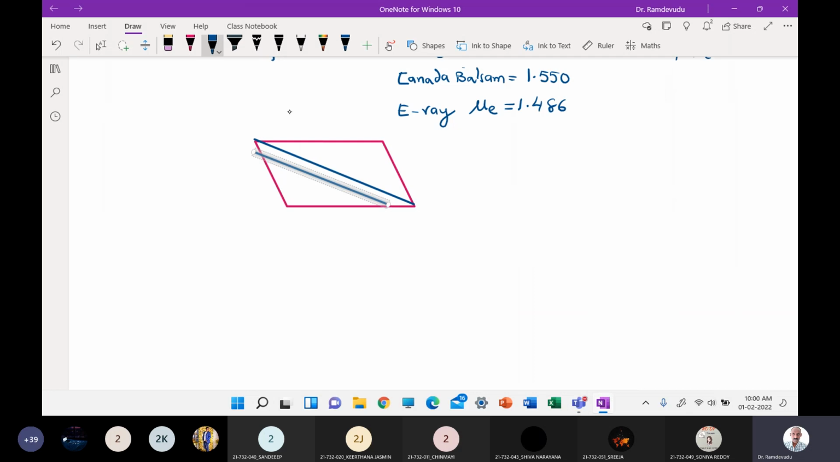Okay, now I take this and keep this here somewhere. Instead I'll draw a line here to show you that the Canada Balsam interface is here, and this is called the Canada Balsam interface. We call this P, Q, R, S. We have taken it like this. Now, suppose a light is made to fall on it.